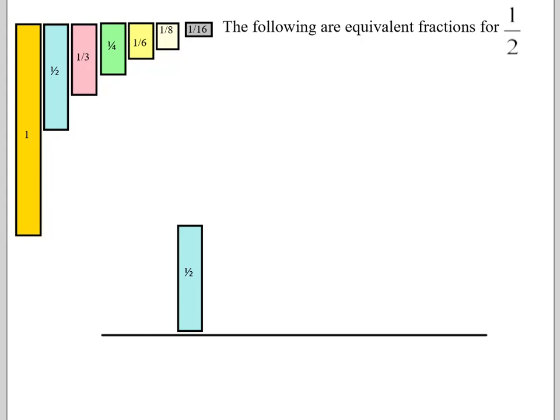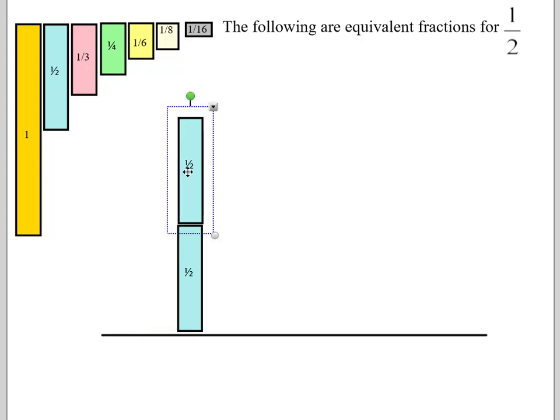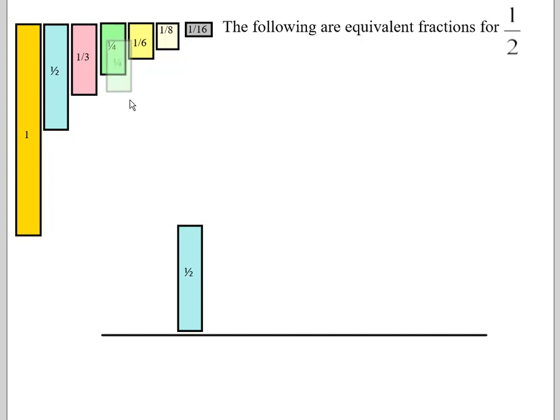So the following are equivalent fractions for 1/2. So I have a model of a fraction strip. This is 1/2. Here's a 1, and you can see that it's pretty close. There we are. So 2 halves make up 1 whole. So we're only dealing with half here. So if I want something equivalent to it, I might be able to stack 2 quarters. That would be one option.